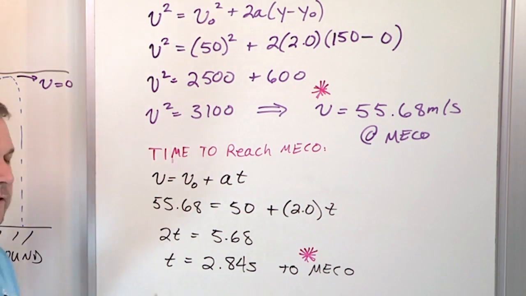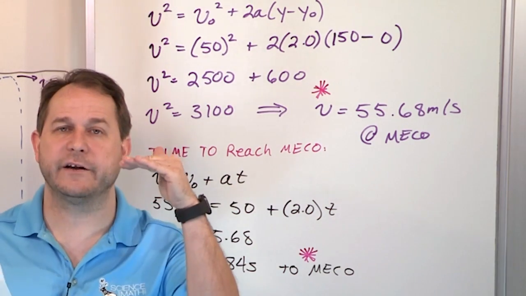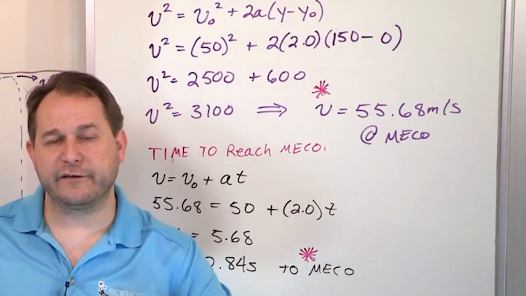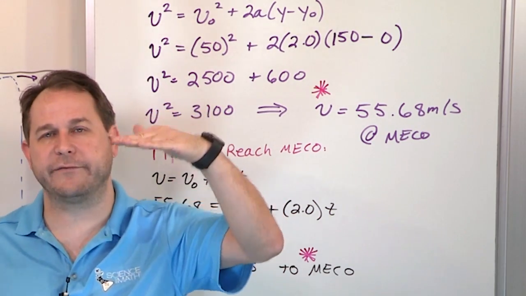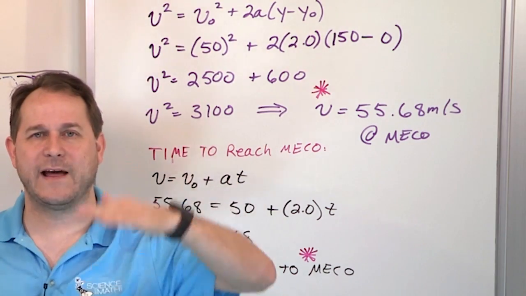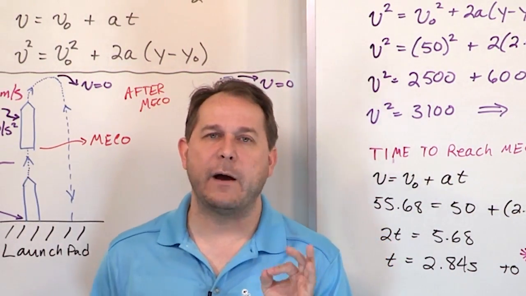So we've actually made a lot of progress, even though we haven't even answered part A yet. Now we know how fast the rocket is going at main engine cutoff, and we also know how long it takes the rocket to go from launch all the way to cutoff. So we pretty much know everything about the motion during the powered flight phase when the rocket engine is still burning.